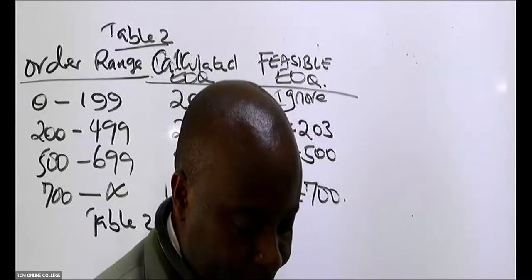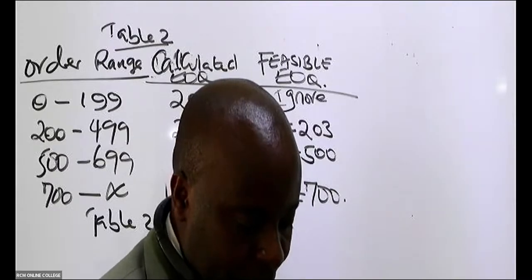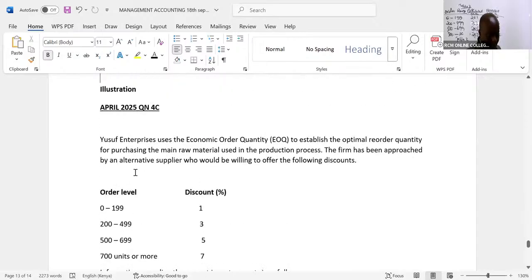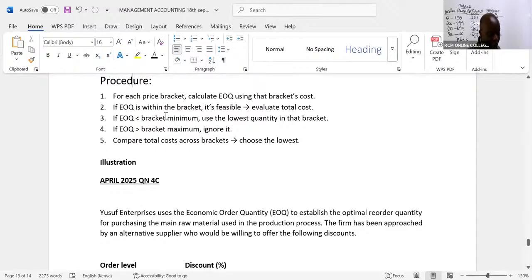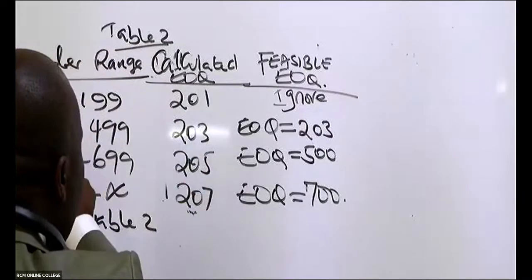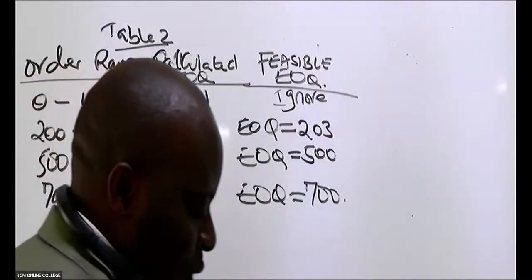Let me repeat this, and I will repeat this by reading this handout that we have. Remember, if the EOQ is within the bracket, it is feasible. If this EOQ you have calculated is within the bracket, it is feasible. Take it the way it is. That's rule number one.